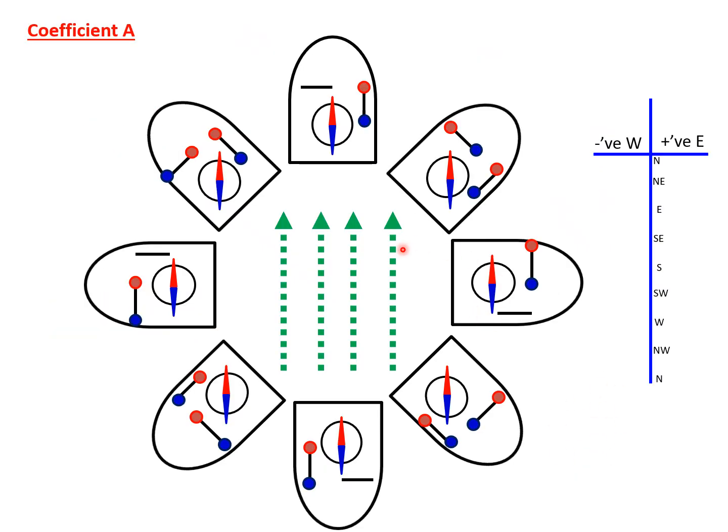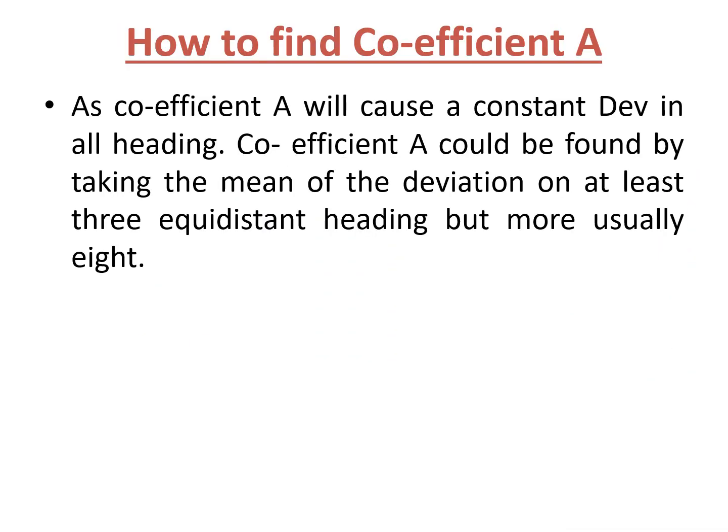So how does the coefficient look? Look at the animation. You see, you have got an unsymmetrical HSI, maybe a boom or crane near the compass position. For that one, it doesn't matter in which direction you are going, it will always create deviation in the same direction. Here in this case it is in the easterly direction, and it will give the constant deviation on all headings, right? How to find the coefficient A? As coefficient A will cause a constant deviation in all headings, coefficient A could be found by taking the mean of the deviation on at least 3 equidistant headings, but more easily 8, right?